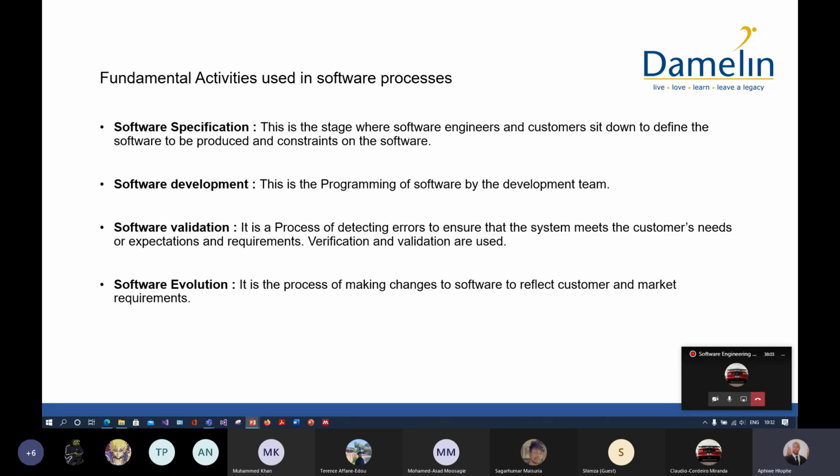If you are trying to do software specification, you're trying to find out what is the client trying to achieve by building the software. So what are the requirements? What are the user requirements? And this, according to the SDLC, would be the requirement analysis, as we know. And they say here, this is the stage where software engineers and customers sit down to define the software to be produced and the concentrate of that particular software. In the later study units, perhaps we'll touch on these different phases and the different techniques we can use to get these requirements from our customers.